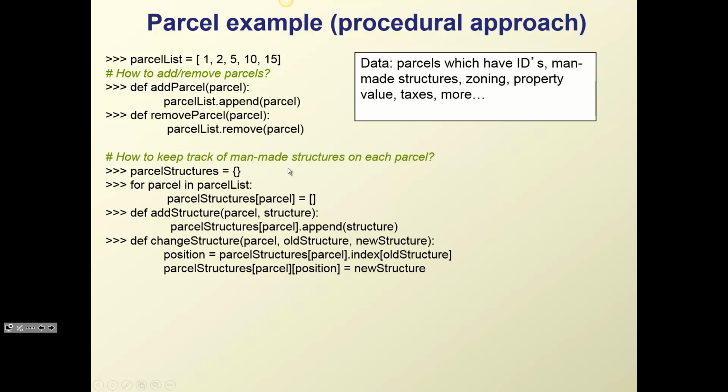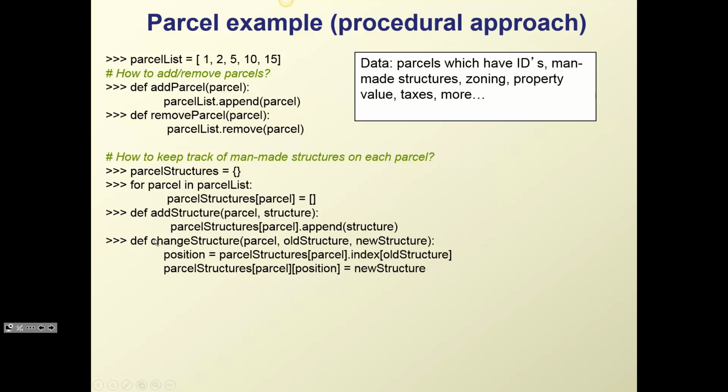With a dictionary, you could then create a set of empty lists. Start out with every parcel having no structures on it. This is what this loop is doing. It's creating a set of empty lists in your dictionary. So then you'd have an empty list associated with each of the parcel IDs, and then if you wanted to add a structure to one of those parcels, you might define a function that would say append to the list for the specific one that you're talking about.